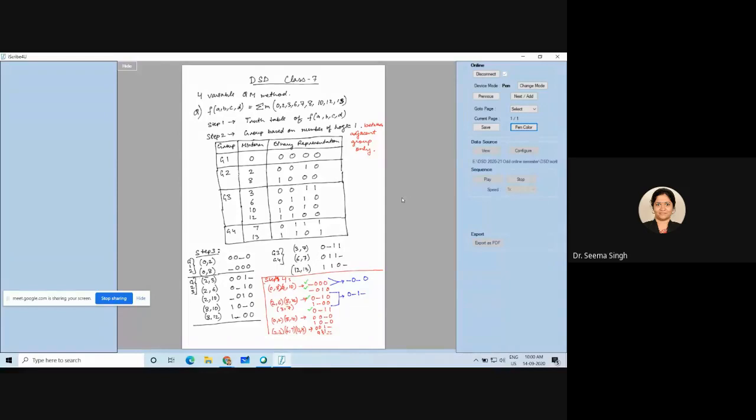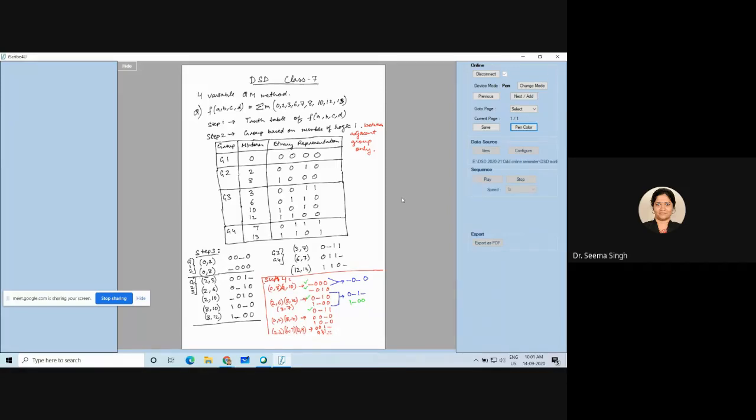I did not do something. I did not do 1 dash 00. It does not mean that you will leave it. You will have to copy it as it is. So that also forms one of the prime implicants. So I'm copying it in a different color, 1 dash 00. And once I copy it, I should put a tick on that also because I did not leave it.